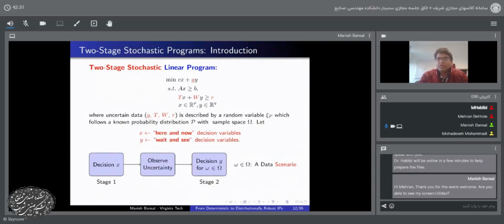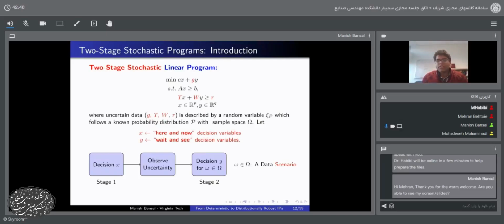So the idea is we have to decide what should be the inventory and the production plan for the initial K time periods, and then when the uncertainty is realized, we have to decide what should be the inventory and the production after K time periods.